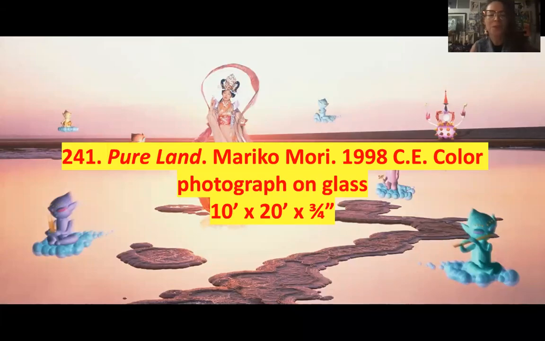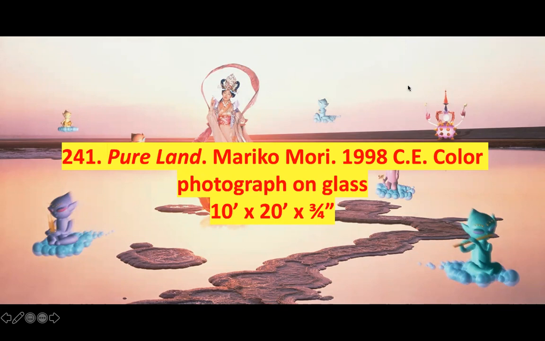Good morning, art historians. We're going to learn about Pure Land by Mariko Mori, 1998 Common Era. This is a color photograph on glass. You don't have to memorize the size of this. It's not a part of the identifying information, but that just helps give you an idea of how large the photographs would have been in one of her installations. So about 10 by 20 feet by 3/4 inches.